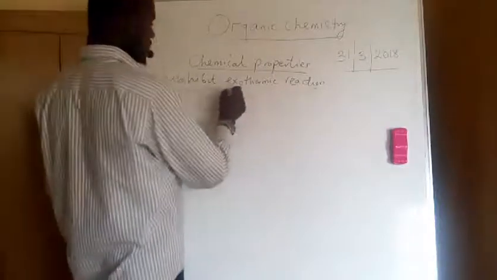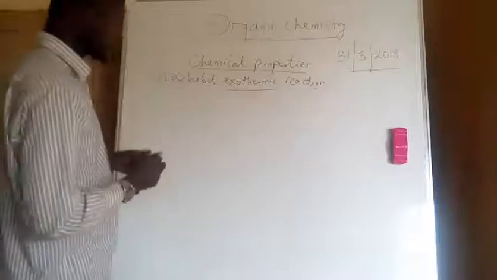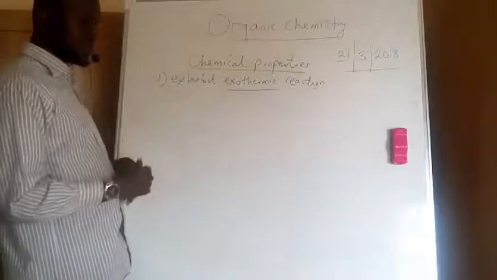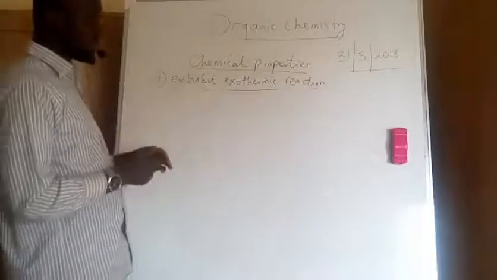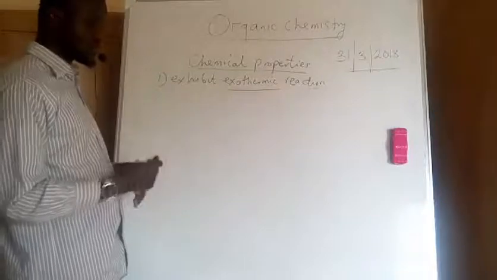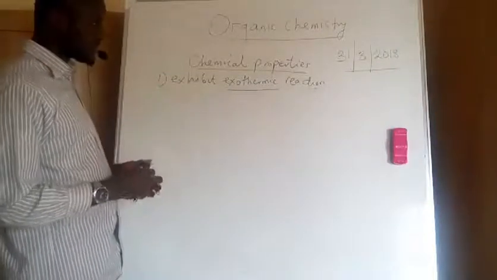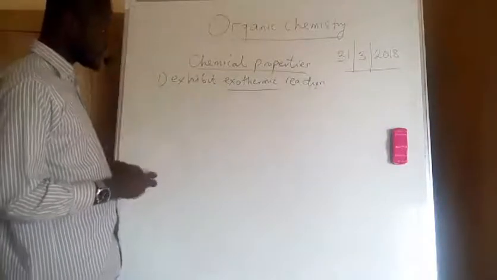Now, when we say exothermic reaction, any reaction that gives out heat is an exothermic reaction. Any reaction that produces heat and gives out the heat to the environment is an exothermic reaction. Meaning all the reactions of alkanes always produce heat and that heat is given out of the system. So their reactions are exothermic, they give out heat.